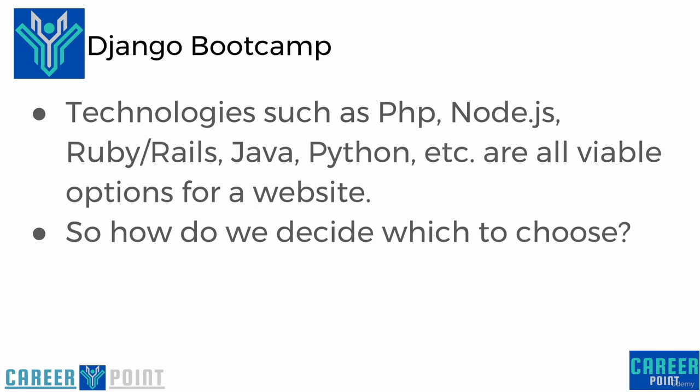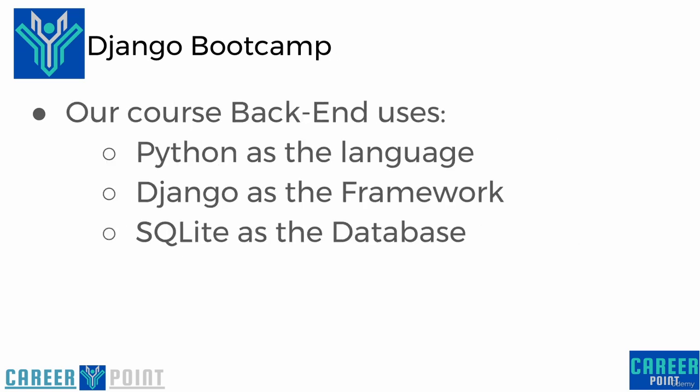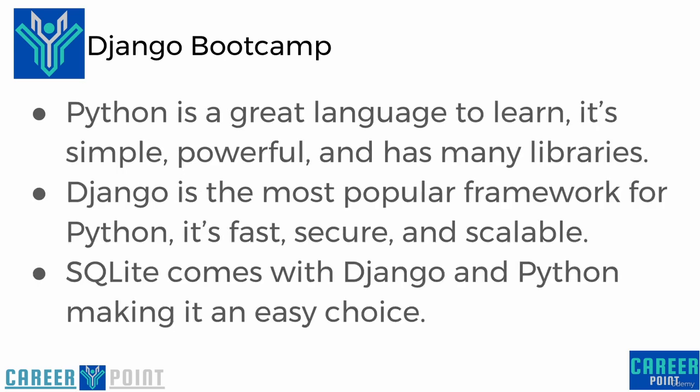So how do we actually decide which option to choose? Well, our course backend uses Python as the language, Django as the framework for Python, and then SQLite as the database. Python is a great language to learn. It's simple, powerful, and already has many libraries for it. So what does that actually mean?